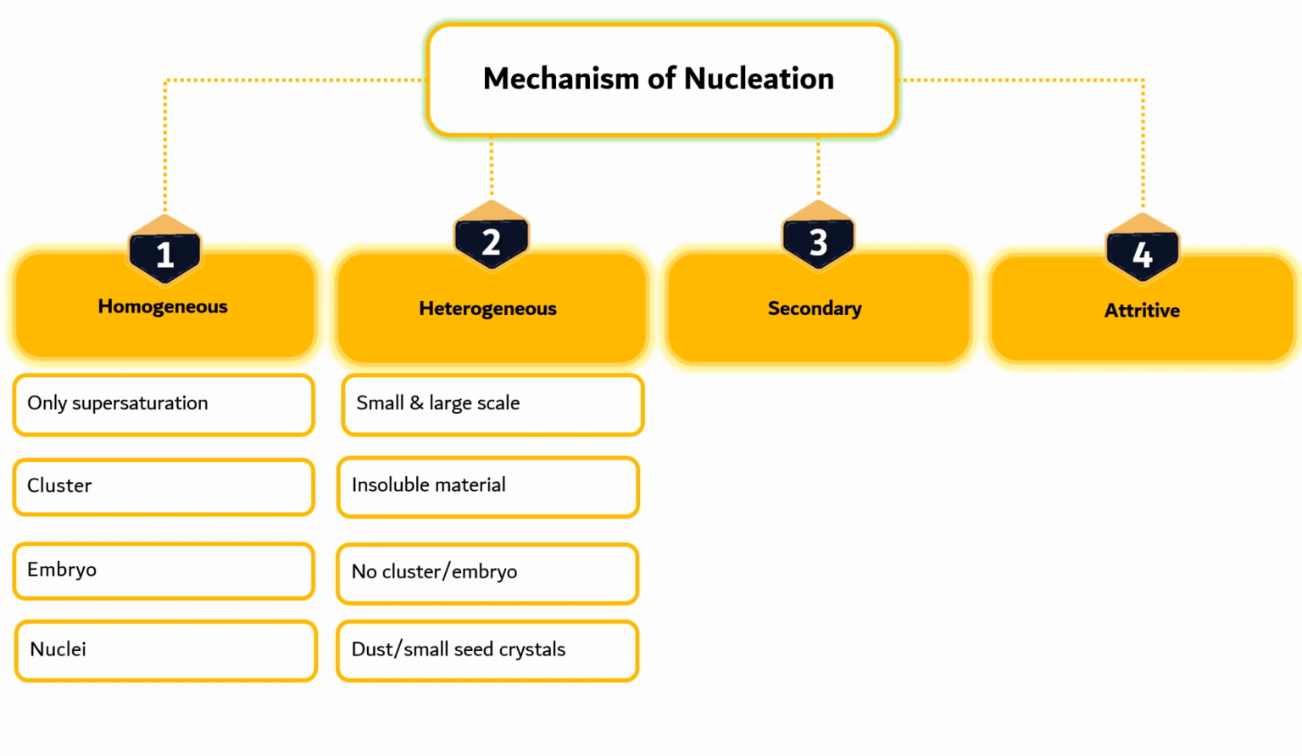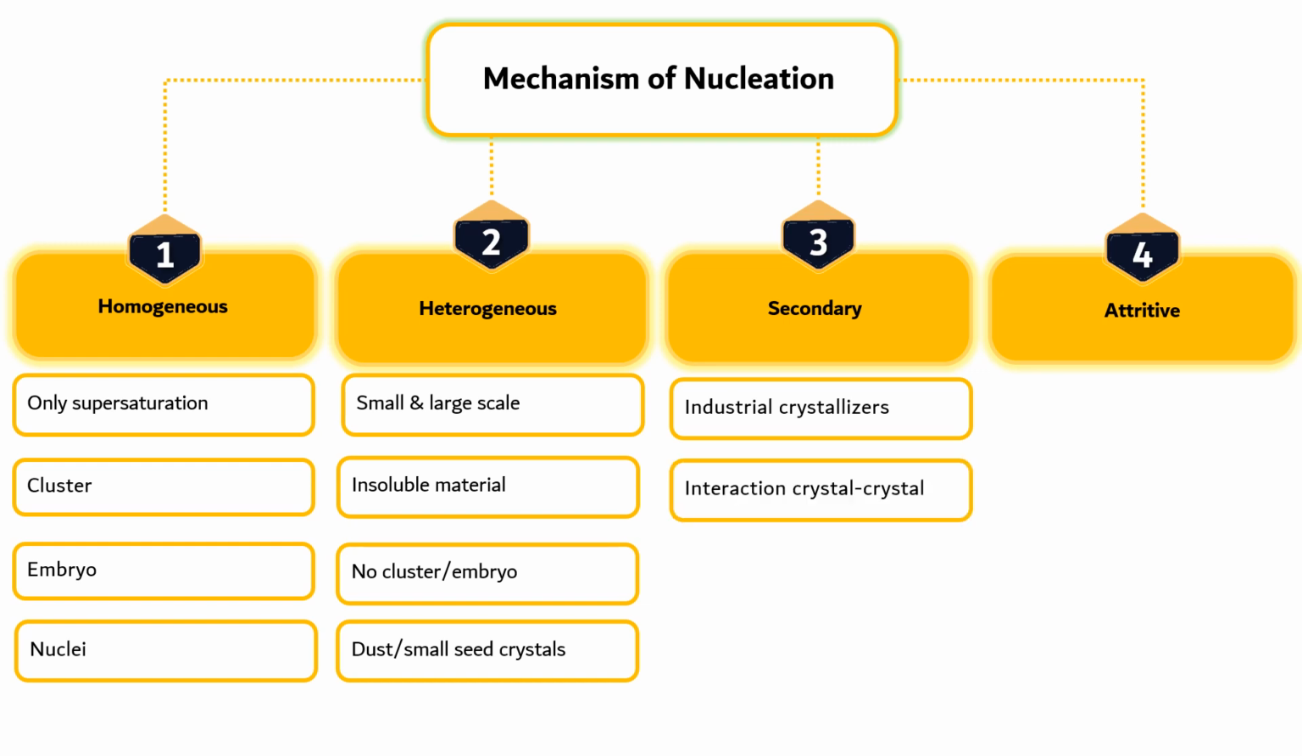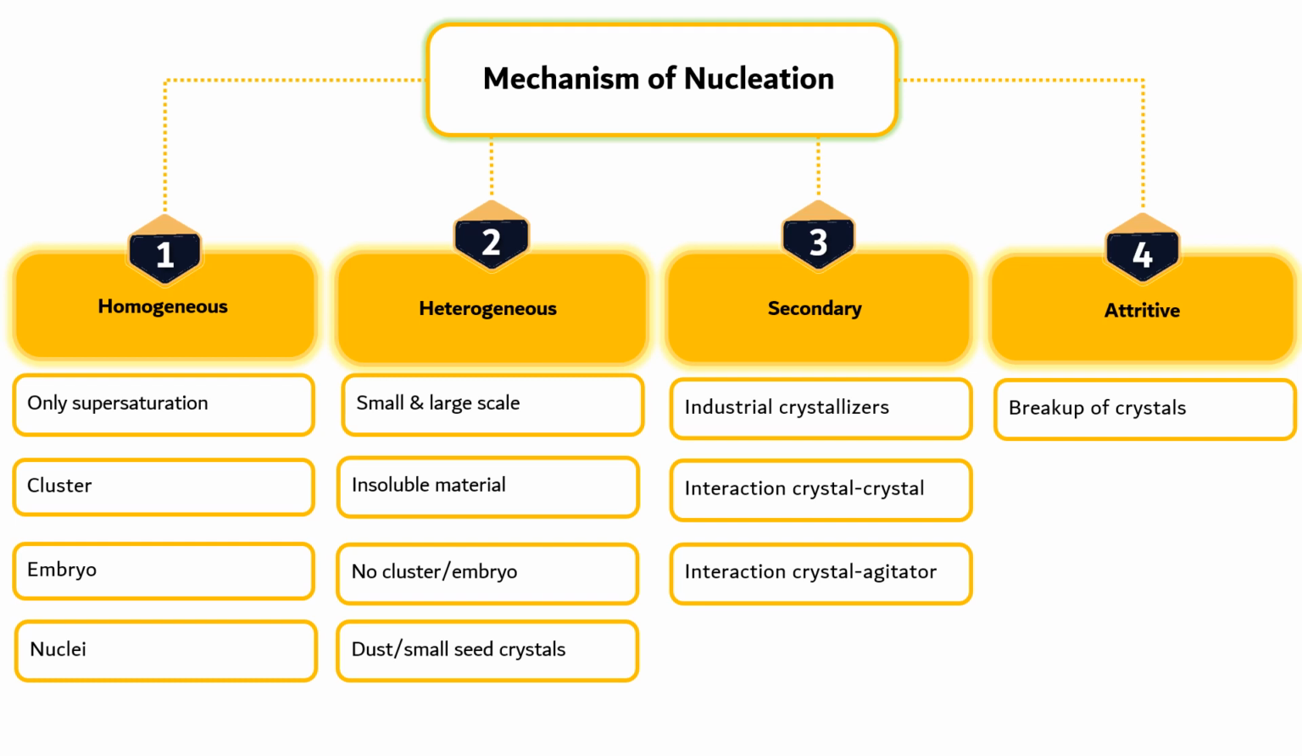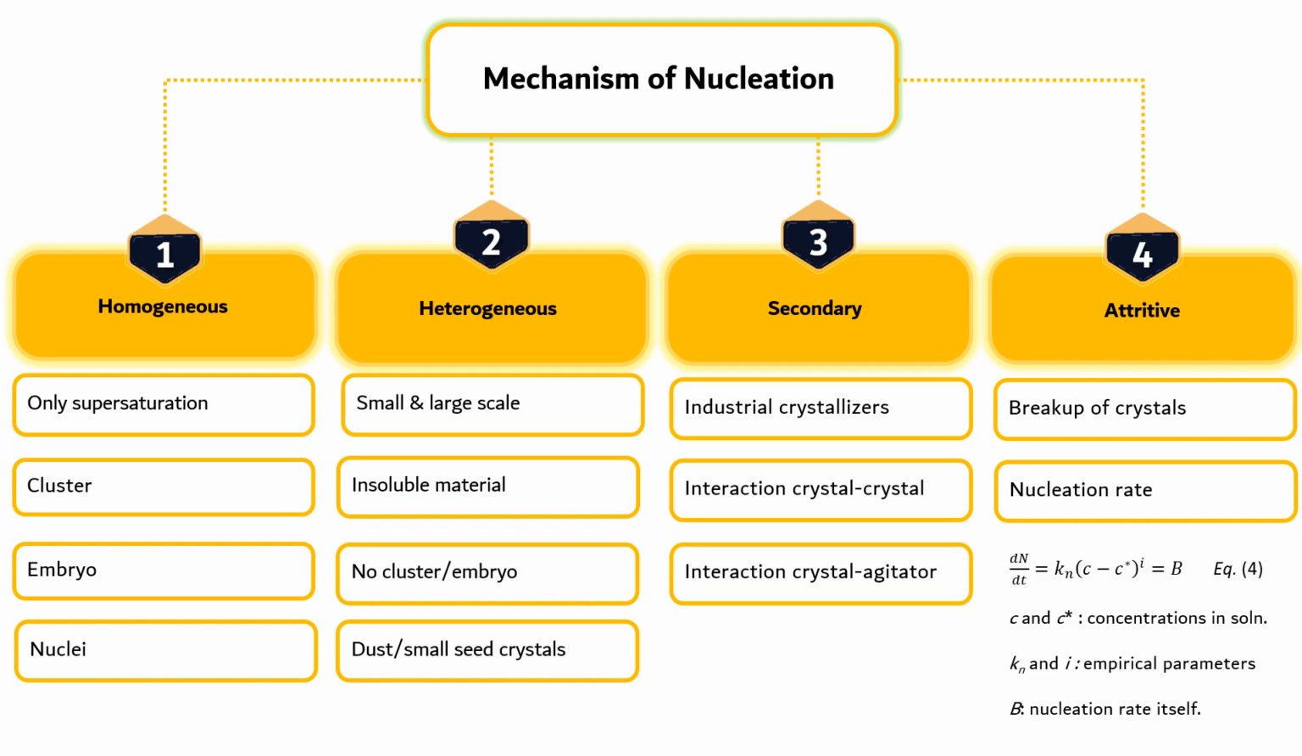Secondary nucleation is paramount in industrial crystallizers. It is the result of the interaction between existing crystals and of crystal contact with the agitator or the walls of the crystallizer. Attrition is simply the breakup of existing crystals into new particles which grow. Nucleation rate, dN per dt, can be calculated empirically using equation 4.